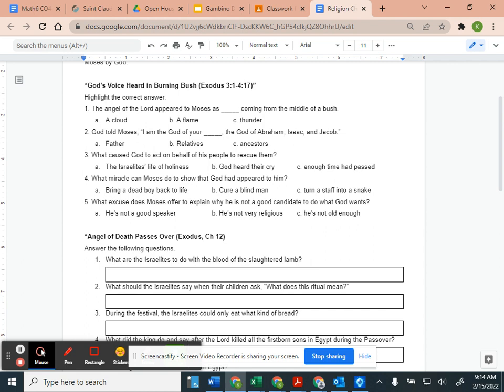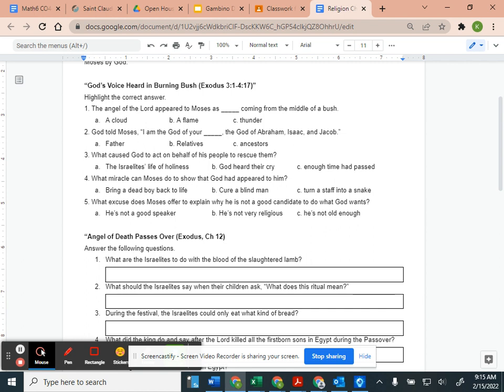I will even make the Egyptians so well disposed toward this people that when you go, you will not go empty-handed. Every woman will ask her neighbor and the resident alien in her house for silver and gold articles and for clothing, and you will put them on your sons and daughters. So you will plunder the Egyptians.